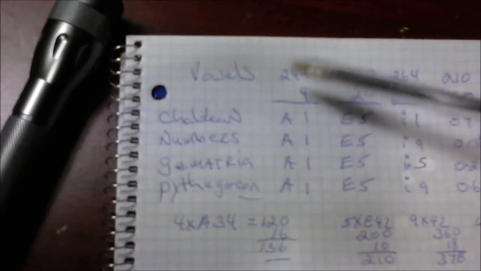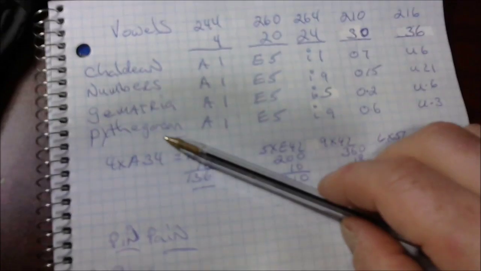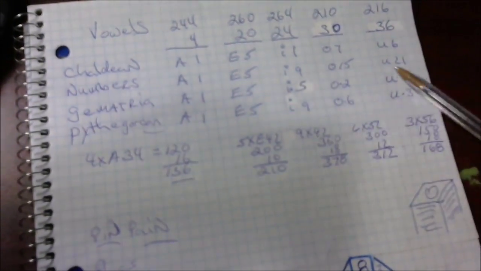Okay, this is what I'm assuming. We're going to continue this on. We're going to go only for the vowels. Chaldean, Numbers, Gematria, Pythagorean. Chaldean numbers, Pythagorean, A, E, I, O, and U.